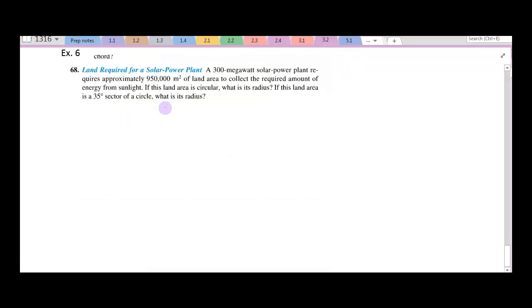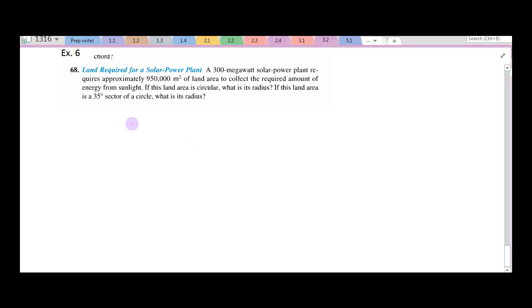So in this particular example, we're talking about land that is required for a solar power plant. So again, maybe you've seen one of these, maybe not. If you're driving down the road and you look out into the field, you would see a big field filled with solar panels. And this question is referencing that idea. It says that a 300 megawatt solar power plant would require approximately 950,000 square meters of land to collect the amount of sunlight needed for that power plant. If the land is circular, we need to figure out what the radius is.